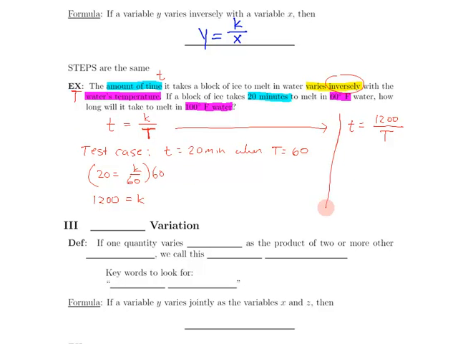Now, here's our model equation that we can now use to answer the final question. That is, what's the time it's going to take if the temperature is 100? So let capital T be 100 degrees Fahrenheit. So that means the time is 1,200 divided by 100. Zeros cancel, so I end up with 12 minutes.